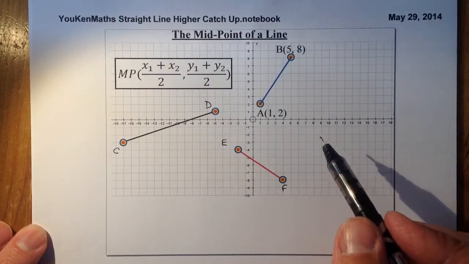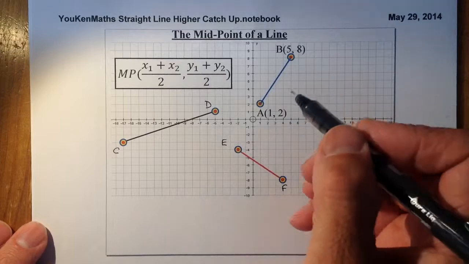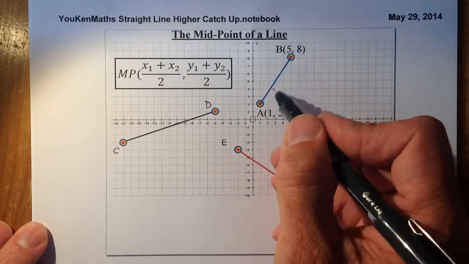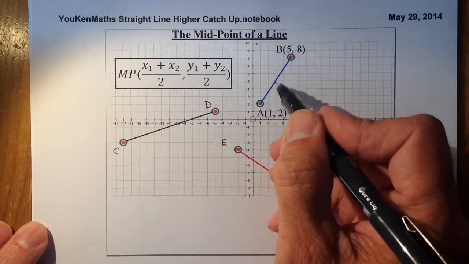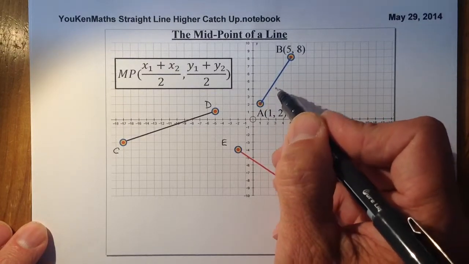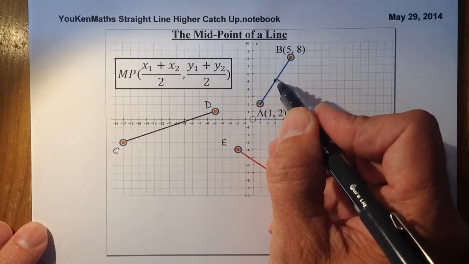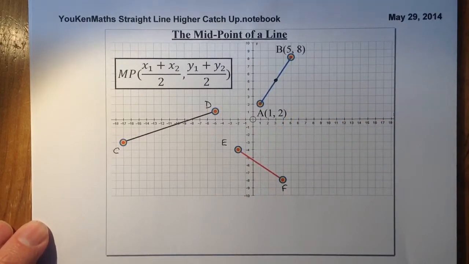Now, when we've got a drawing in front of us, it's quite simple to see where the midpoint's going to be. If I look at this one here, halfway along the line, if I look at the x direction, it's going to be there and there. So I'm looking for a midpoint coming out to be there.